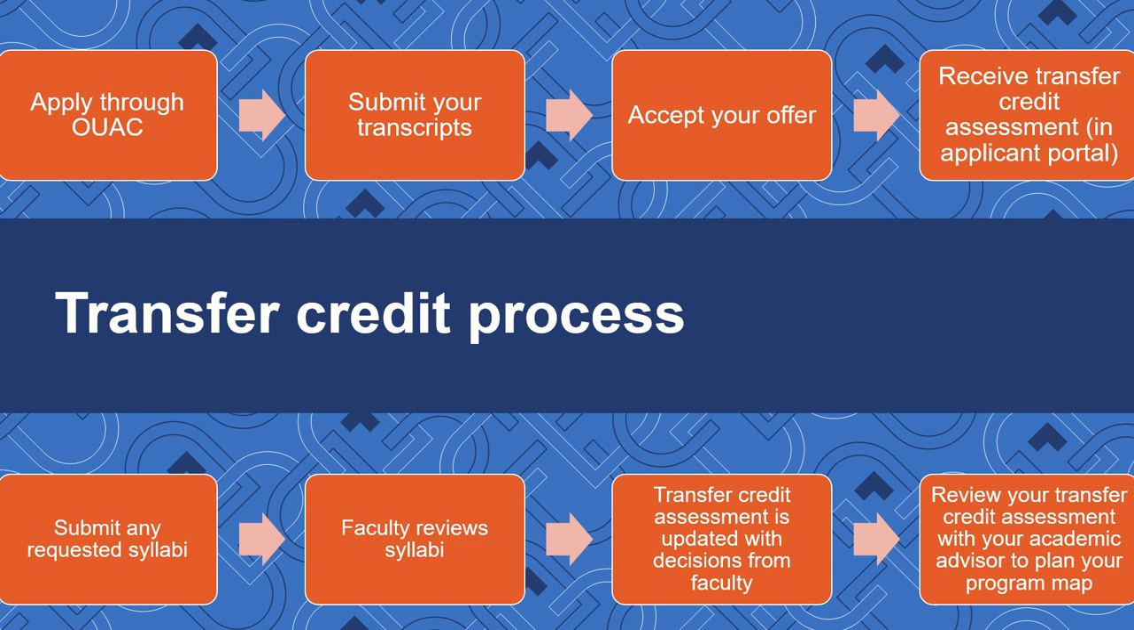We'll send it over to them. And then when they send them back to us with a decision, your transfer credit assessment gets updated in your applicant portal with that decision, either approved or denied. Then what you need to do is review your transfer credit assessment with your academic advisor, and they can help you plan out your program map based on the credits you have received.